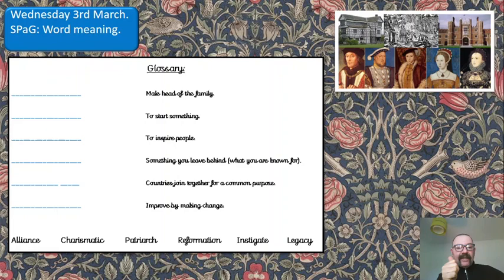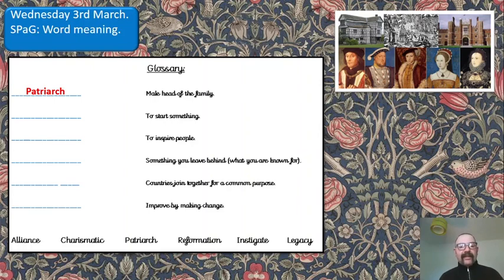Back again, guys. So we're going to have a look at our glossary, and this is when you can write them out fully into your book. So let's have a look. Top one, patriarch, is the head of a family. So we could say that Henry VII was patriarch to the Tudor family. When he died, Henry VIII became the patriarch.